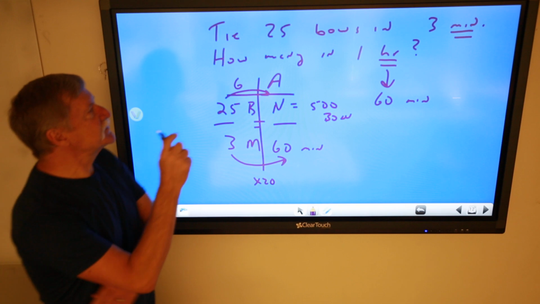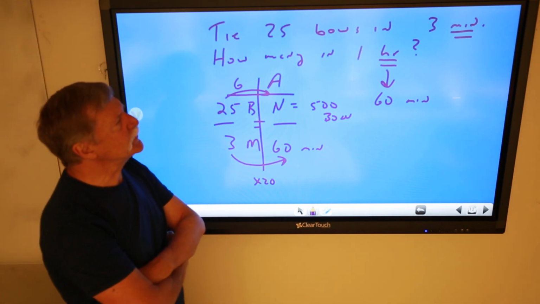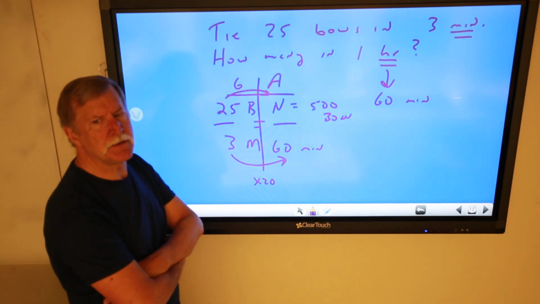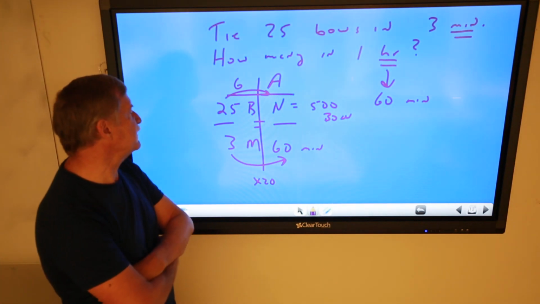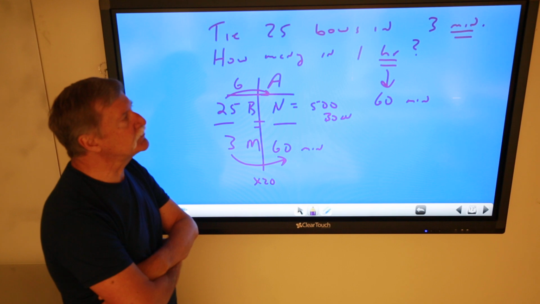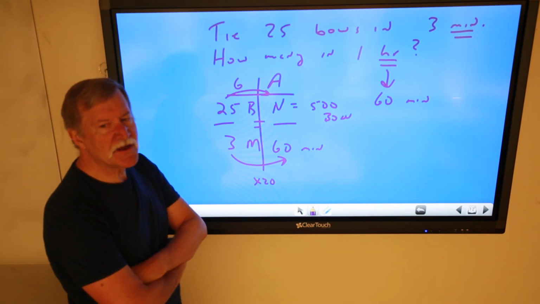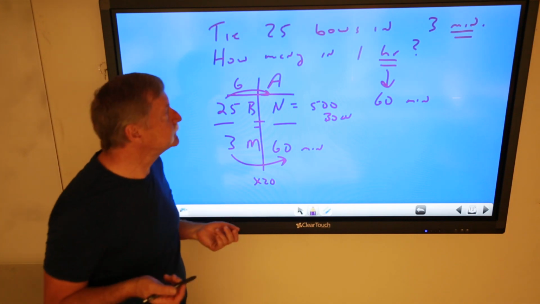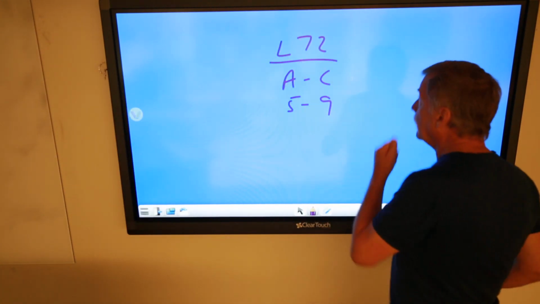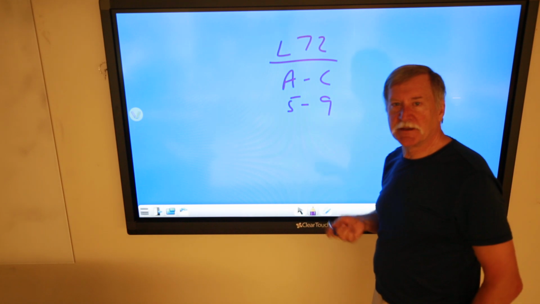And again, you got to ask yourself, does that make sense? 25 bows in 3 minutes, that's a lot of bows in 3 minutes. And there's a lot of 3 minutes, there's 20 groups of 3 minutes in 1 hour, so every group of 3 minutes gets you 25 more bows. So yeah, 500 is reasonable. All right, that's about as hard as I can make this.